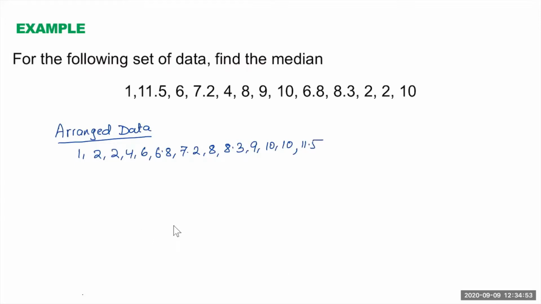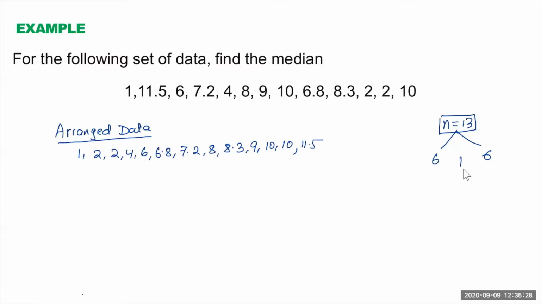You arrange the data and check how many data values are there. You have 1, 2, 3, 4, 5, 6, 7, 8, 9, 10, 11, 12, 13. So n is equal to 13. You have 13 data values. Now if you divide 13 into two parts, you will have 6, 6 and 1 in the middle. That is the meaning of that. If you divide 13 into two parts, you'll have 6 lower values, 6 upper values, and then 1 value in the middle. That is, you can show it like this.